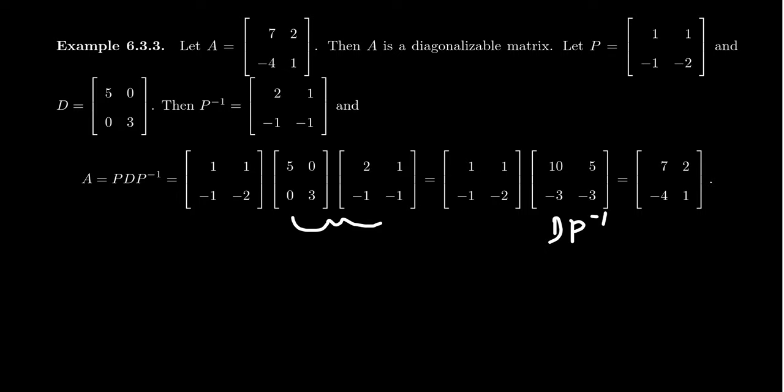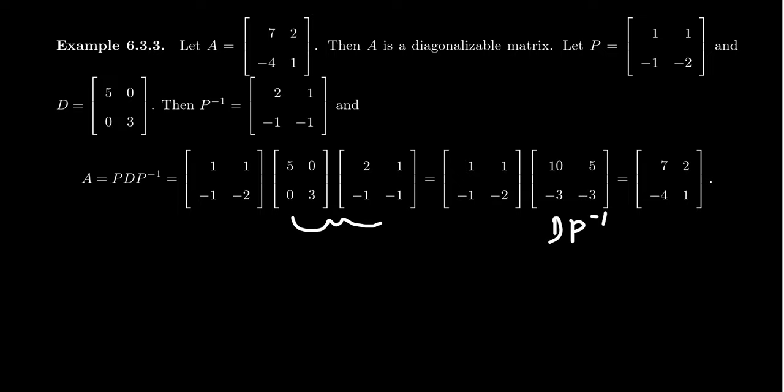And then with these two matrices, you just do the matrix multiplication. This row times that column, you'll get 10 minus 3, which is 7. First row, second column this time, you'll get 5 minus 3, which is 2. Second row, first column, you get negative 10 plus 6, which is negative 4. And then second row, second column, you get negative 2 plus 6, which is 1. So you see the product right here.